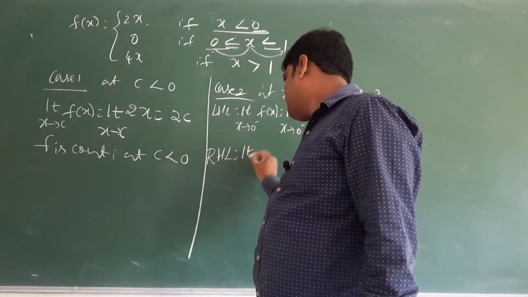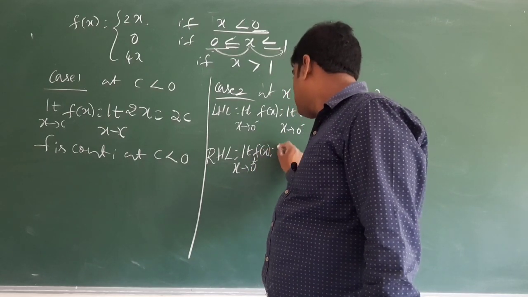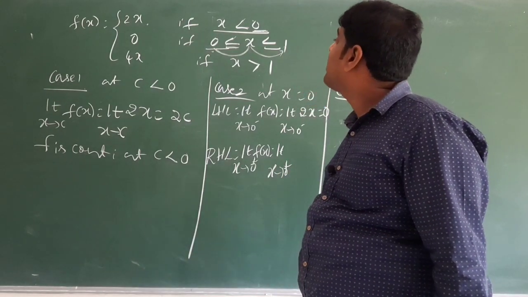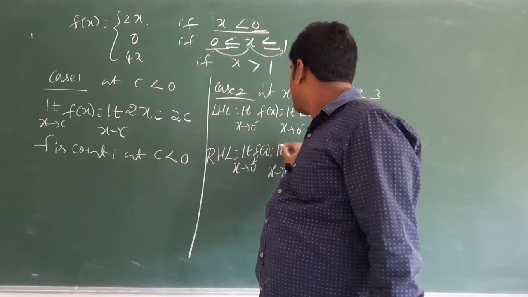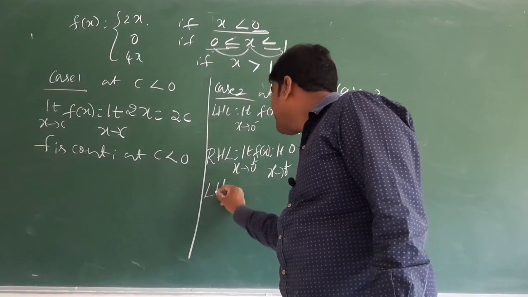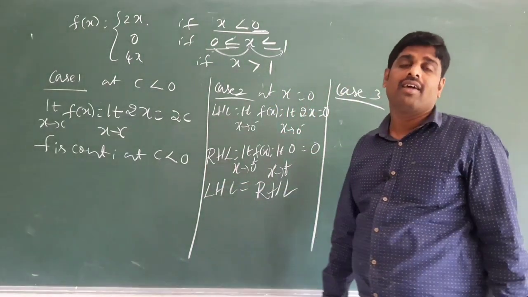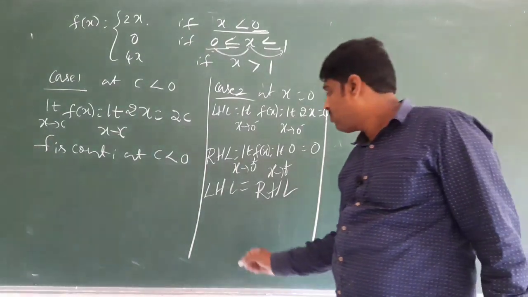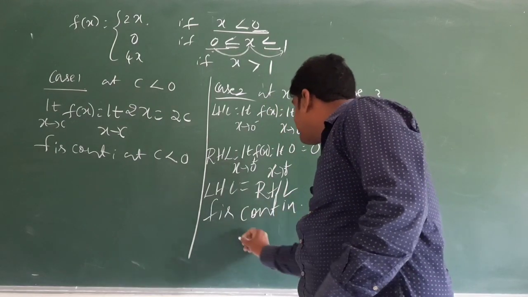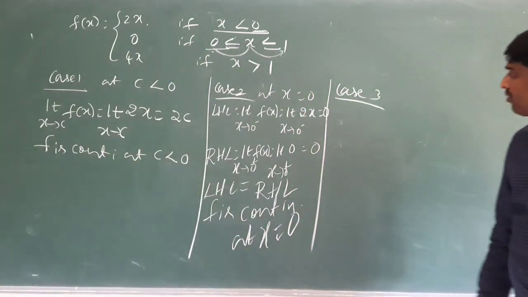RHL equals limit x tends to 0 plus f of x, what is f of x? 0. That is 0 only. Therefore, LHL is equal to RHL. Whenever LHL equals RHL, therefore f is continuous at x is equal to 0.